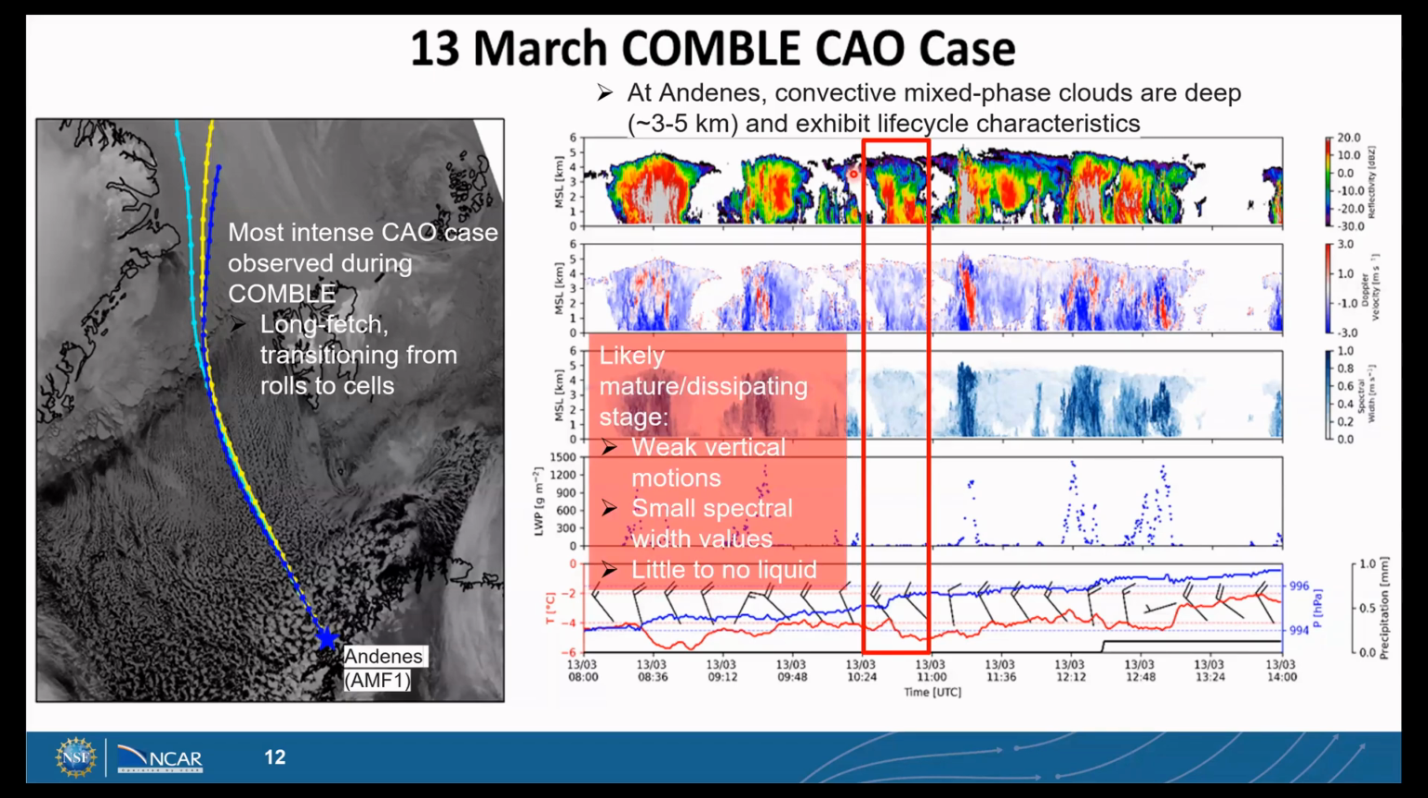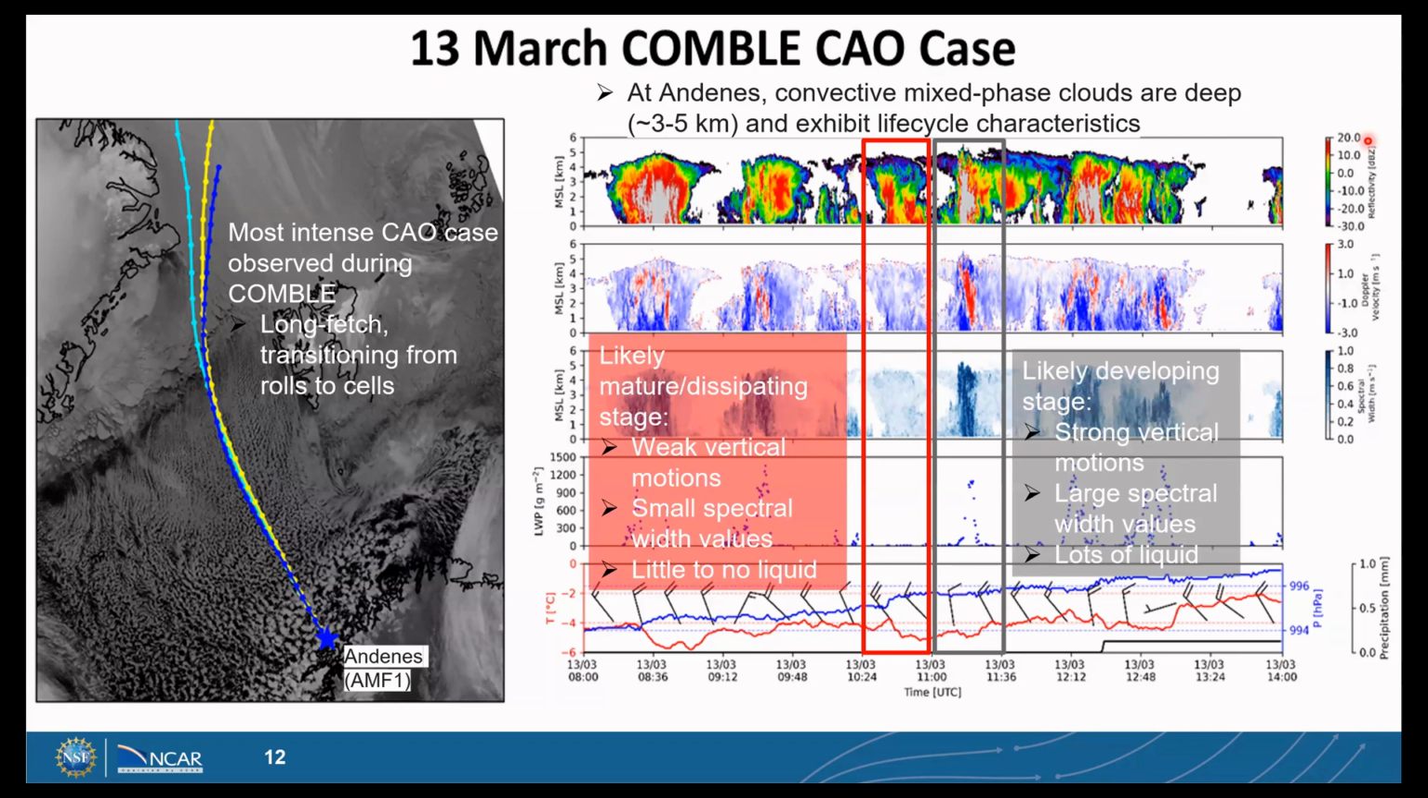But just to whet your appetite a bit, this is a nice contrast. This is, again, a time height plot at the AMF1 site. And you can see right next to each other two different cells that are in very different phases. For example, this red one is likely in a more mature dissipating stage. The vertical motions are relatively weak. Spectral width here is very small. And there's essentially little to no liquid production.